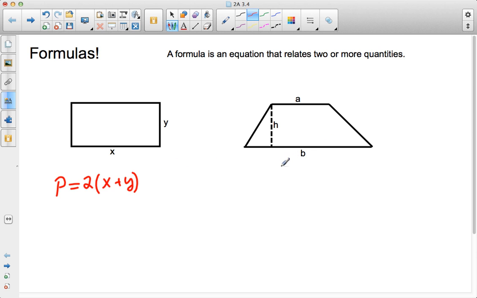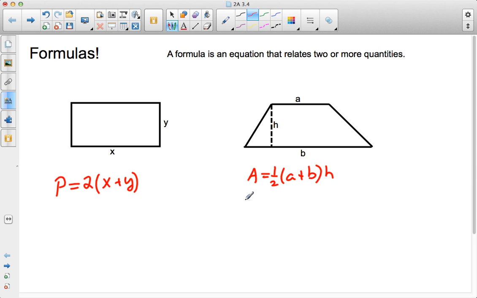Right next to it I have a trapezoid. Now the area of a trapezoid can be found by the formula A equals 1/2 (a plus b) times h, which is the half of the first base plus the second base, so essentially the average of the two bases, times the height. And so what we're going to be doing today is just focusing on using the formulas themselves.